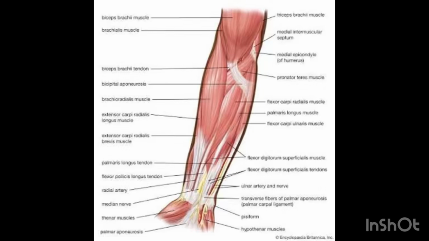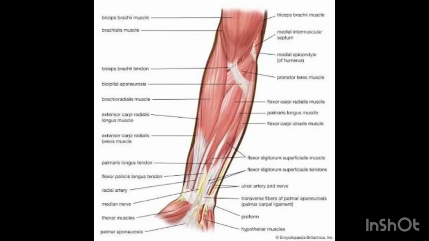Since we know it's our arm, it plays an essential role in movement of the upper limb: in lifting, pushing, pulling, throwing, and fine motor coordination. So it helps you to lift something up, to push something, to pull something, to throw something, and it helps with fine motor coordination.